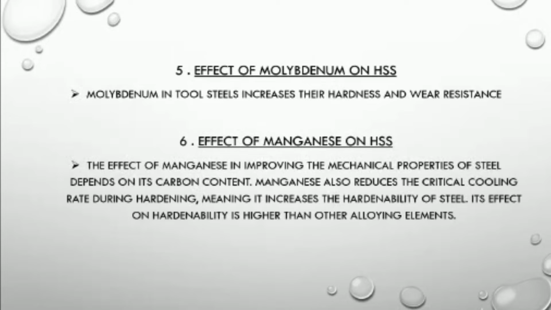The sixth one is the effect of manganese on HSS. The effects of manganese in improving the mechanical properties of steel depend on its carbon content. Manganese also reduces the critical cooling rate during hardening, meaning it increases the hardenability of steel. Its effect on hardenability is higher than that of other alloying elements.